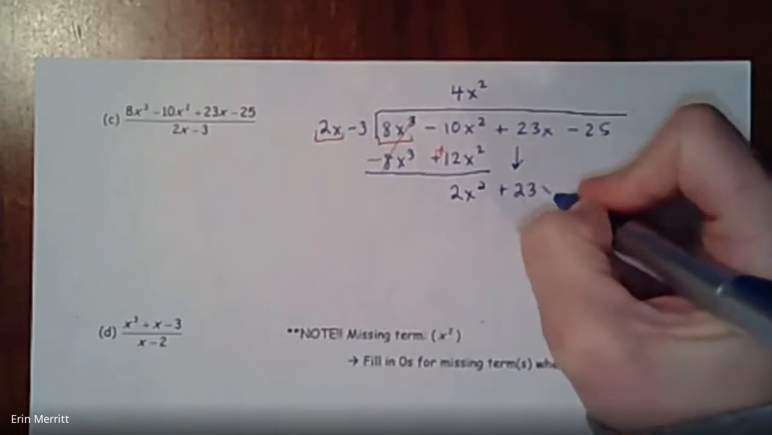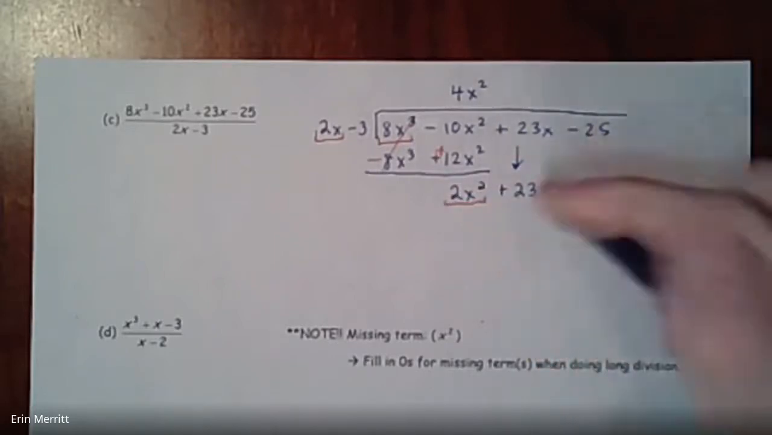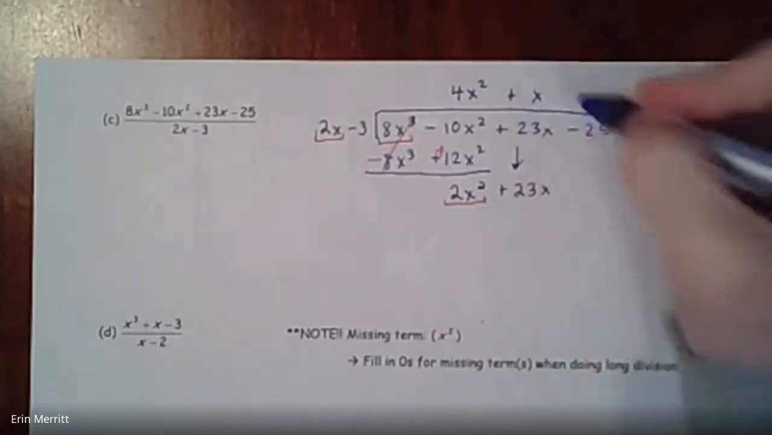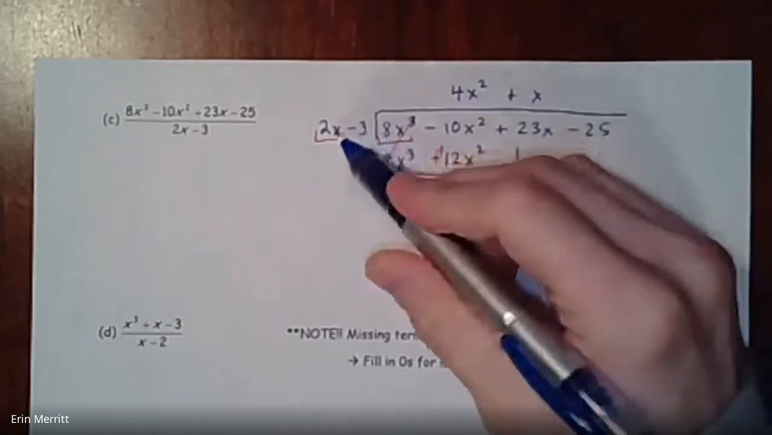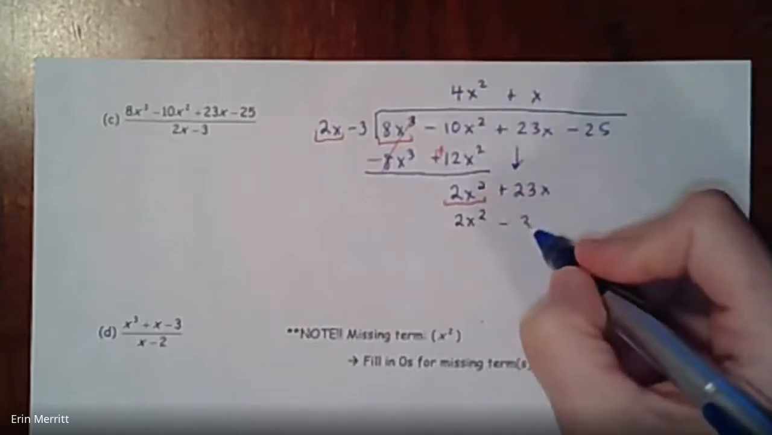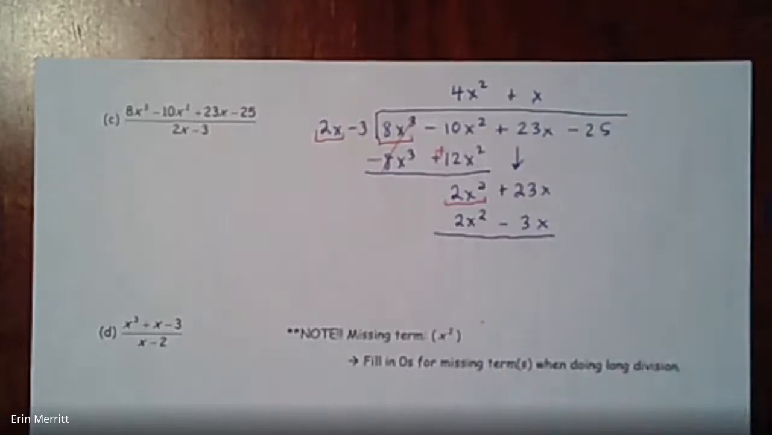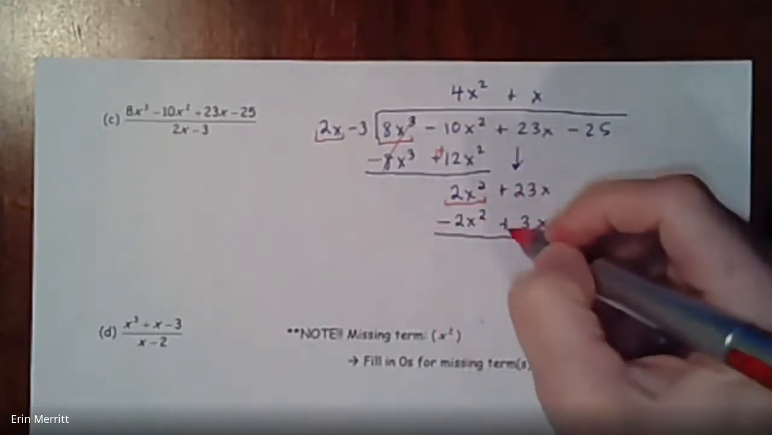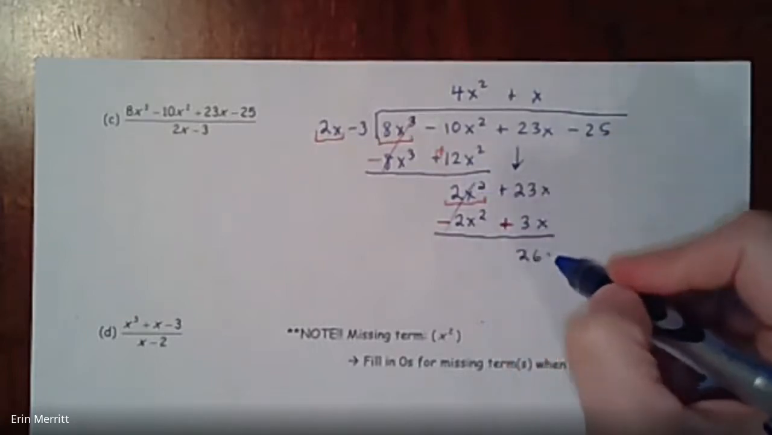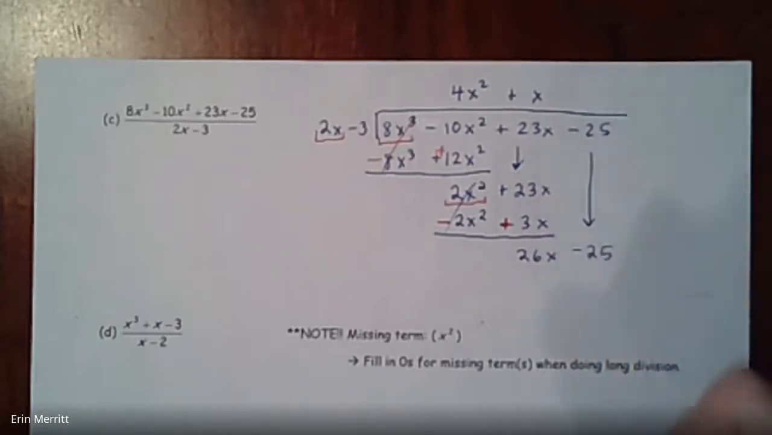So plus 23x. And now play the game again. So look at your leading term. 2x times what would give you 2x squared? Well, all I need is just a single x up top. So x times 2x is 2x squared. X times minus 3, that's going to give me minus 3x. All right, you're subtracting each part. So flip those signs. Minus, that essentially turns into plus. This will be gone. This comes out 26x. All right, bring on down that minus 25.